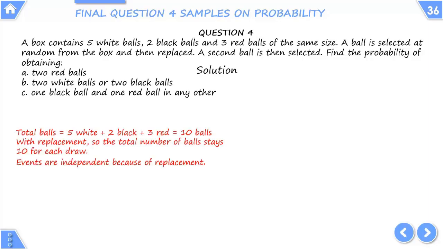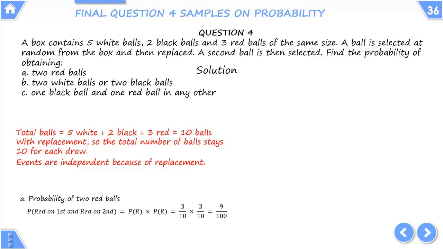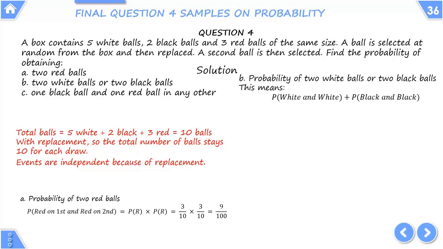So total balls is 10 with replacement. So the total balls stays 10 throughout our experiment. Now events are independent because we replace it, right? So probability of 2 red balls is going to be red on the first choice and then red on the second choice, right? So we have 3 out of 10 and 3 out of 10, which is equal to 9 out of 100.